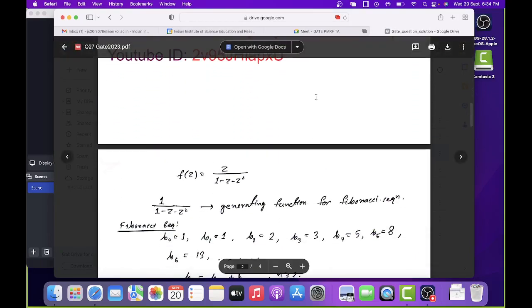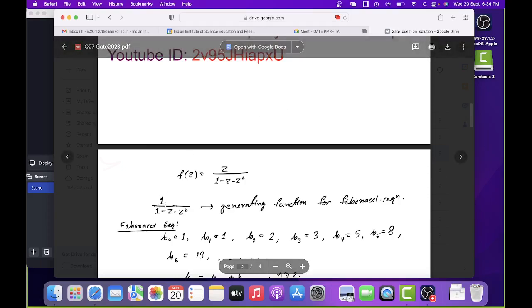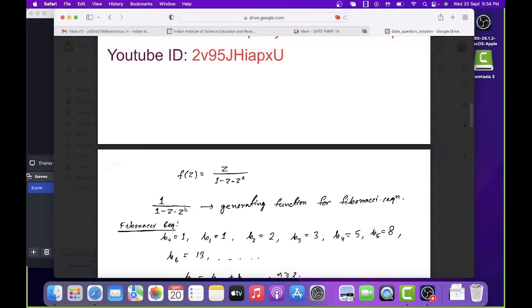Yeah, so this (-1 + √5)/2 is the golden ratio. So this is connected with the Fibonacci sequence, right? You will basically show that this 1/(1 - z - z²) is the generating function for the Fibonacci sequence.